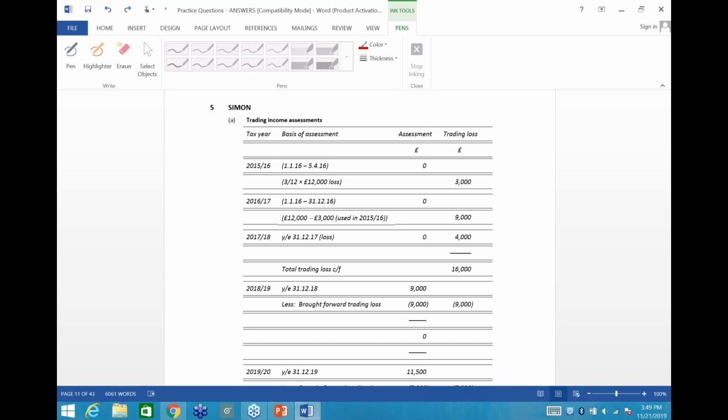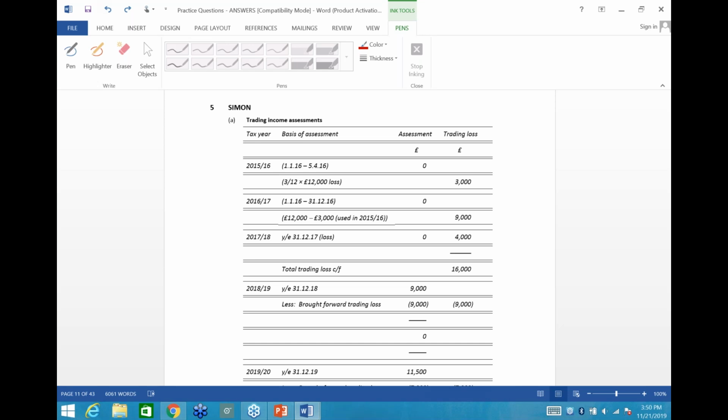Then the other relief available is, before that, I'm sorry, the third one, relief against capital gains of the current year and or the previous year. When you say capital gains here, it is the capital gains after deducting both current year and carry forward losses, if there is a remainder. Against that figure, you can set off your trading losses.